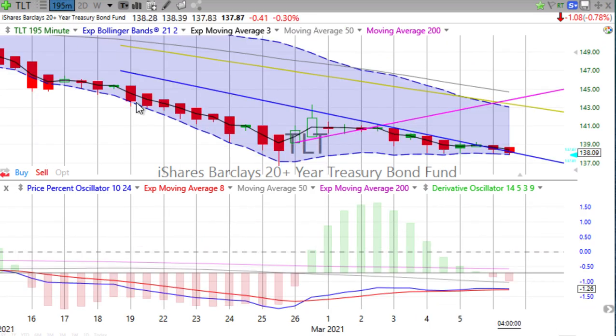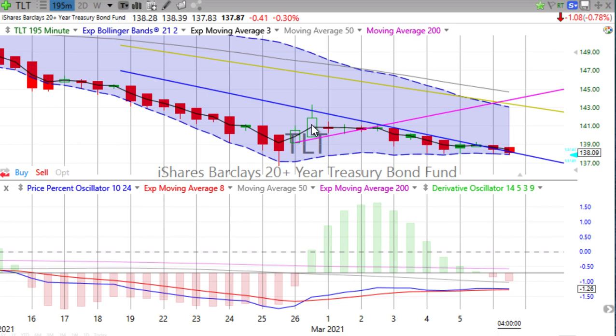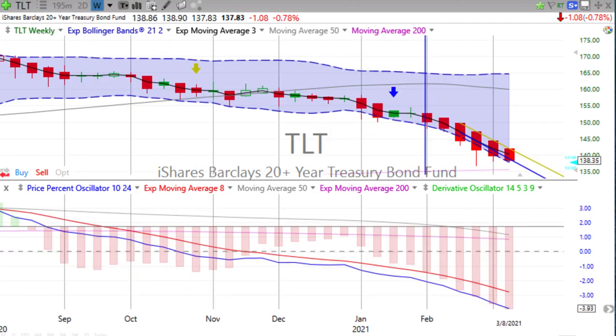Lastly, we go to the half day. Still not enough energy to cross over going down. Why? Because we haven't really gone down to that low back on the afternoon of Thursday, the 25th of February. It popped up after that and has slowly been devolving. Hasn't hit that low yet. Maybe at some point, particularly as a derivative oscillator starts gaining downward momentum, that price percent oscillator will cross over. That's where we are on bonds.